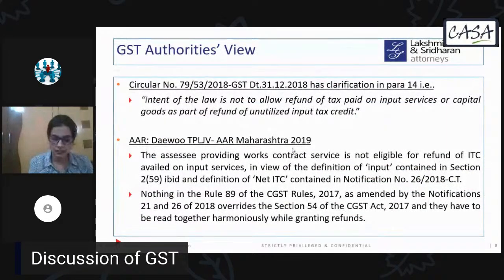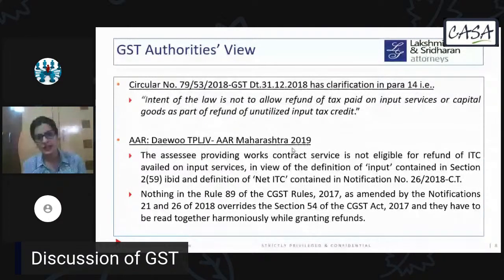So basically, the GST authorities also issued a circular in December 2018, wherein they clarified that, if you see Section 54(3), it talks about any unutilized ITC, but there is a proviso which talks about the rate of tax on inputs being higher than the rate of tax on outward supplies.